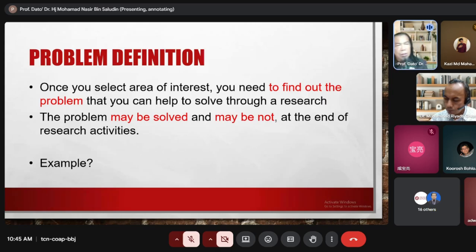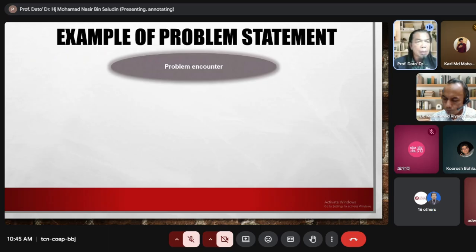The problem definition. What is the problem? One, you select an area of interest. You need to find out the problem that you can solve through research. The problem may be solved or may not be solved at the end of your research activity. An example is the problem statement.